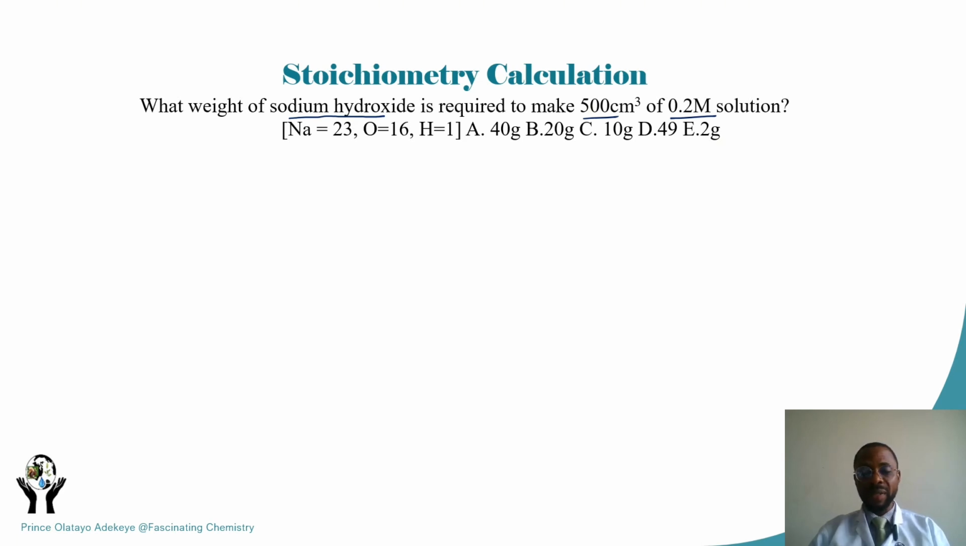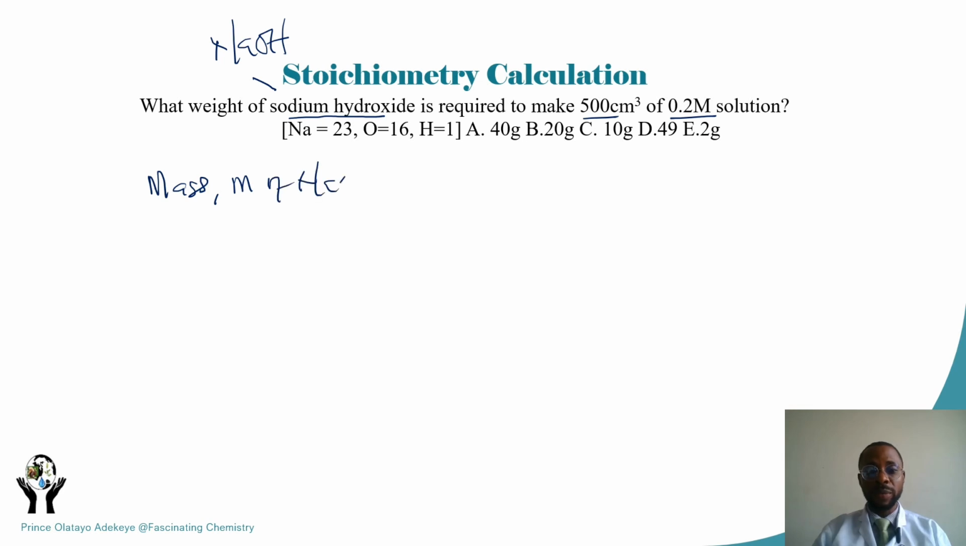Another thing which is very important about stoichiometry is perfecting writing the formula of your compound. If you are yet to master that, it's important you start with that. In this case, you are given sodium hydroxide. The formula of that compound is not given. You should know that sodium hydroxide is NaOH. So we are asked, what is the weight? The weight being talked about here is more like talking about the mass. So we are looking for the mass M of sodium hydroxide.